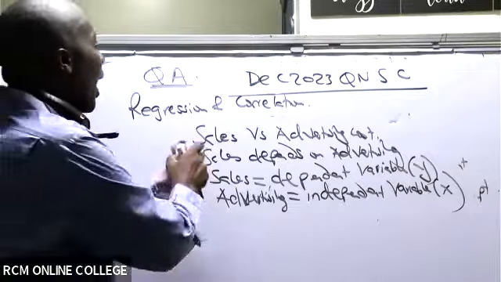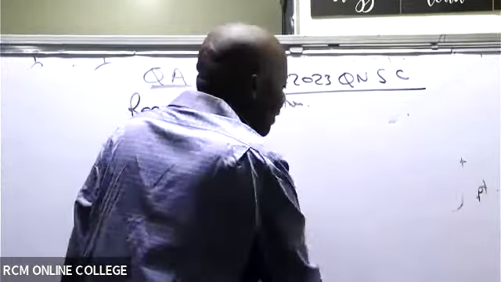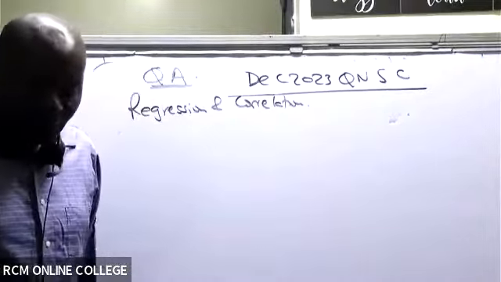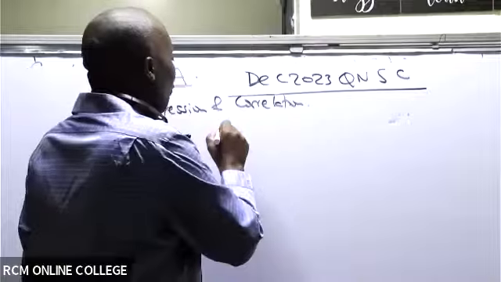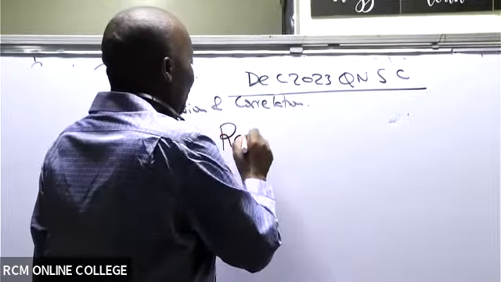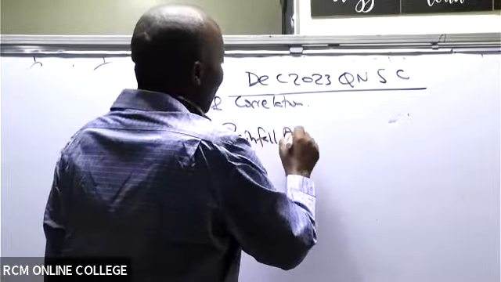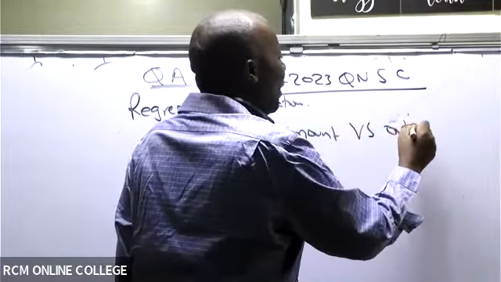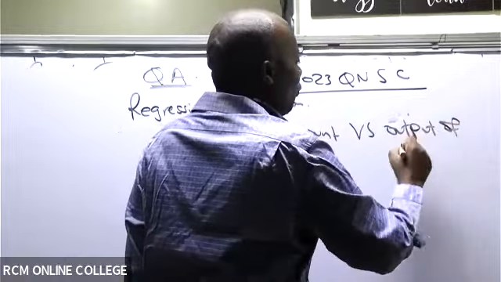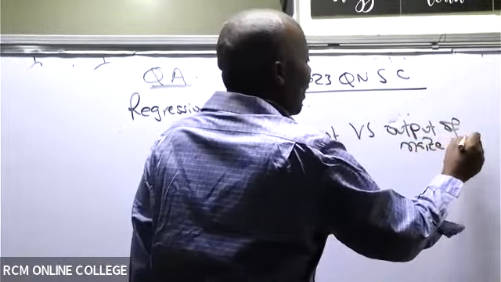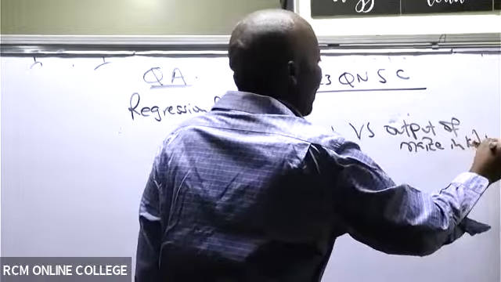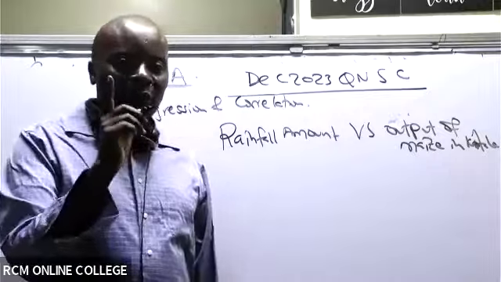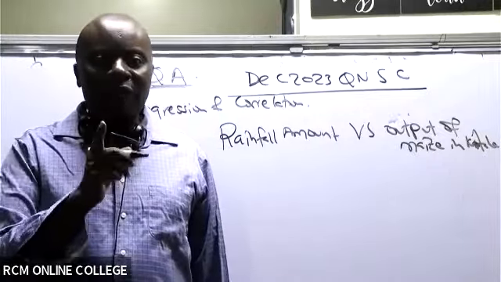Thank you so much. How about this one? This one, I'm 100% sure you guys will be able to get this right very well. If, for example, you are given rainfall amount versus output of maize in Kitale, so in this case, I think rainfall amount should be Y. Rainfall amount will be Y.